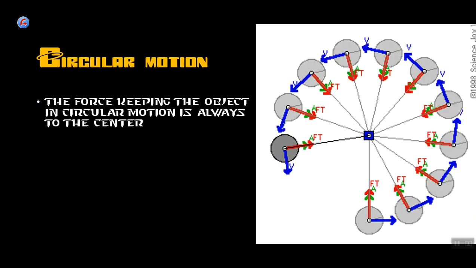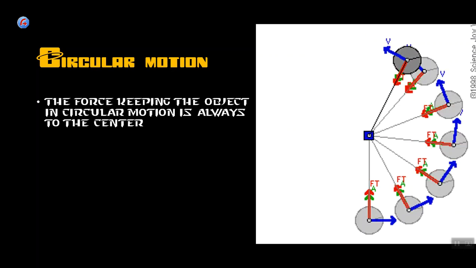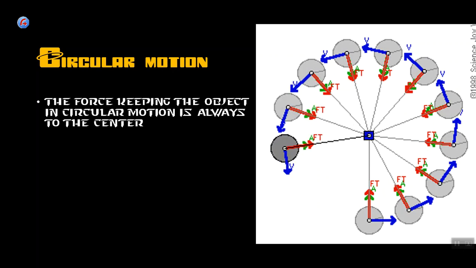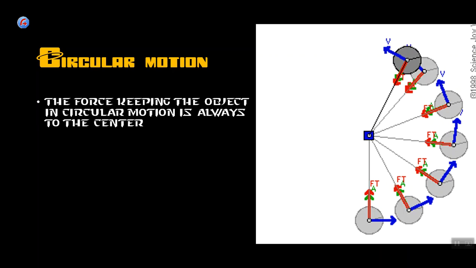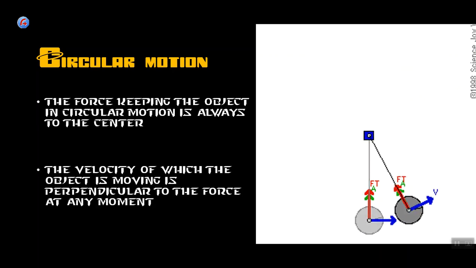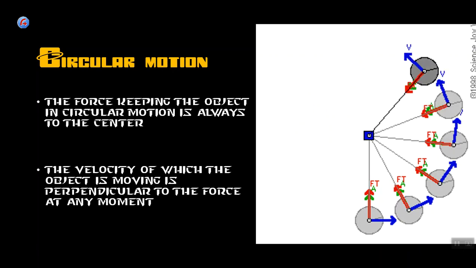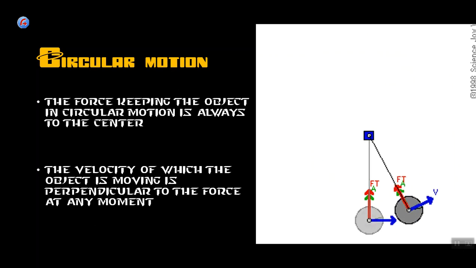Okay, so we can see that the red force is towards the center. We can see there that there's a green acceleration. Acceleration, according to Newton's second law, is always in the direction of the resultant force. And the velocity at which the object is moving depends on the force at any given moment. Okay, it's perpendicular to that force.